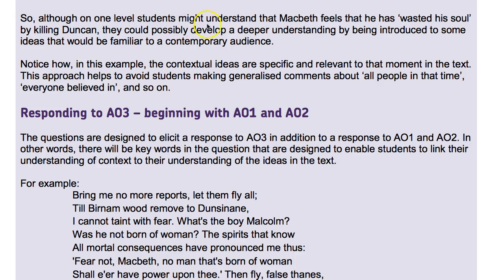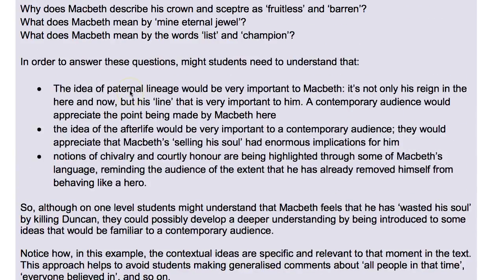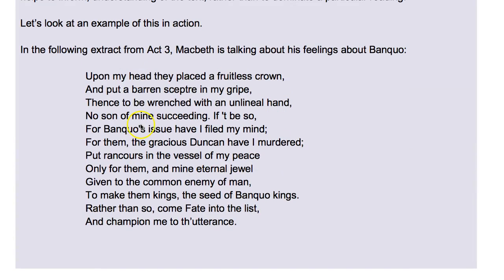So although on one level students might understand that Macbeth feels that he has wasted his soul by killing Duncan, they could possibly develop a deeper understanding by being introduced to some of the ideas that would be familiar to a contemporary audience, like I've just done. Notice how in this example the contextual ideas are specific and relevant to that moment in the text. This approach helps to avoid students making generalized comments about all people in that time or everyone believed in and so on. So you make those comments based on the quotations that you find here. That's what the examiners are trying to point you toward.